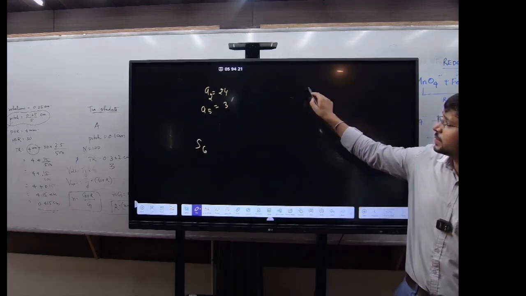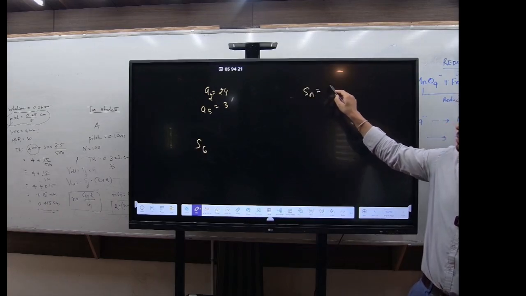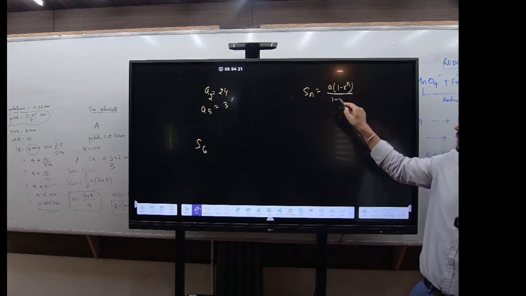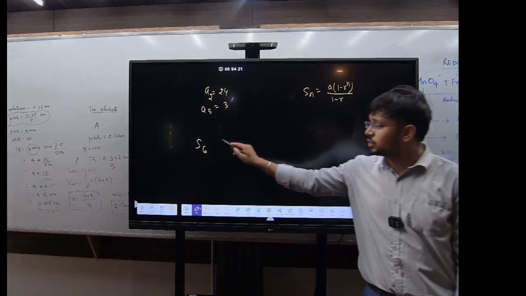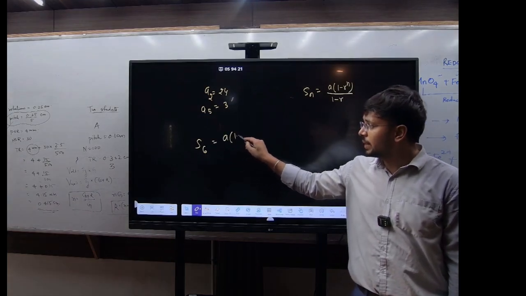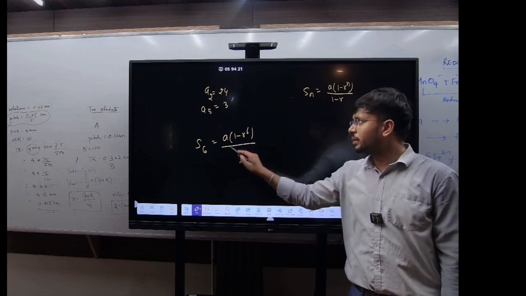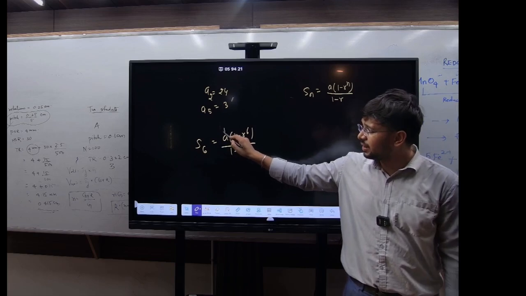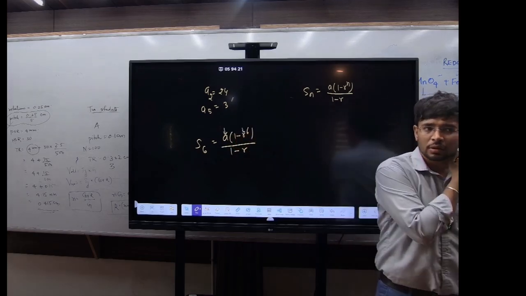What is the formula for the sum of n terms in a GP? It is A into 1 minus r to the power n, divided by 1 minus r. So S6 is going to be A into 1 minus r to the power 6, divided by 1 minus r. Obviously I need A and I need R to find this.